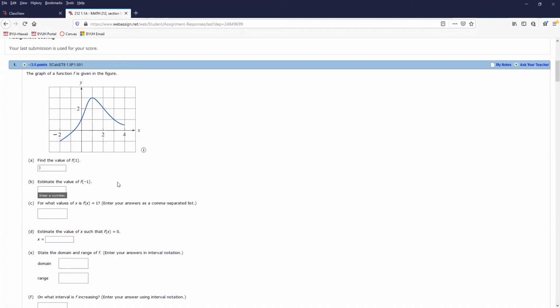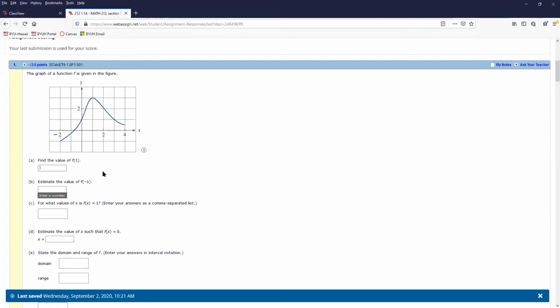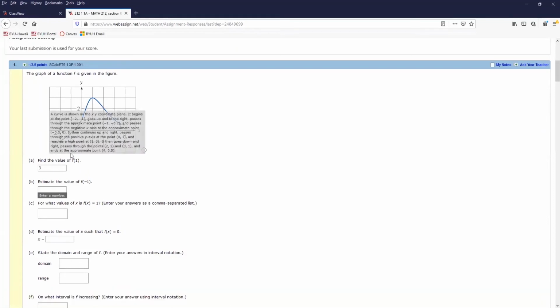Anybody want to give an estimate for f of -1? That's over here. For the estimate value, right? Yeah, it says estimate the value. It looks like it doesn't go through anything specific. And they messed up these graphs, so I can't really point at it. It's right there, though. It goes through right there.